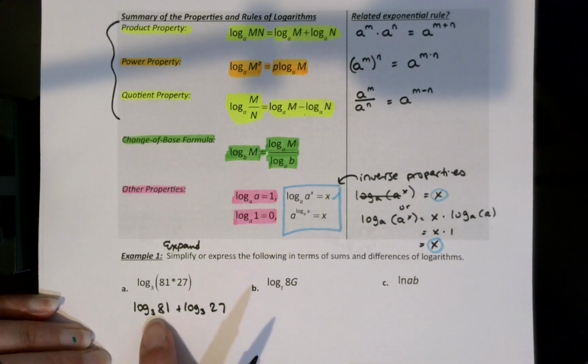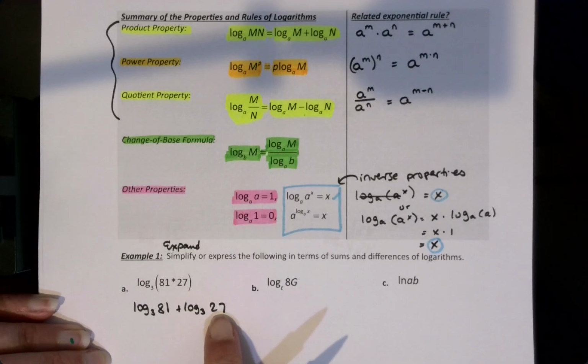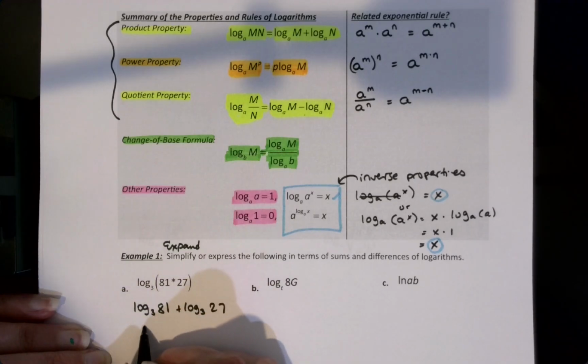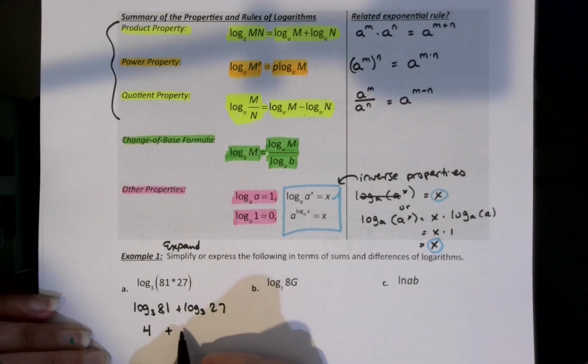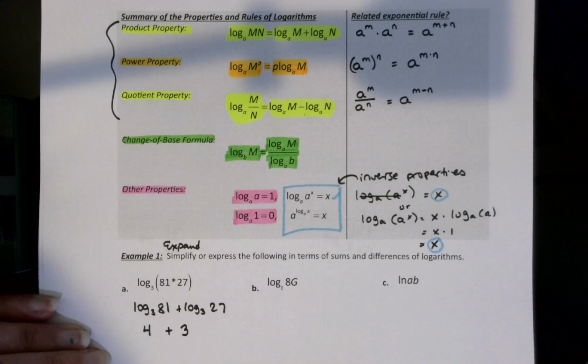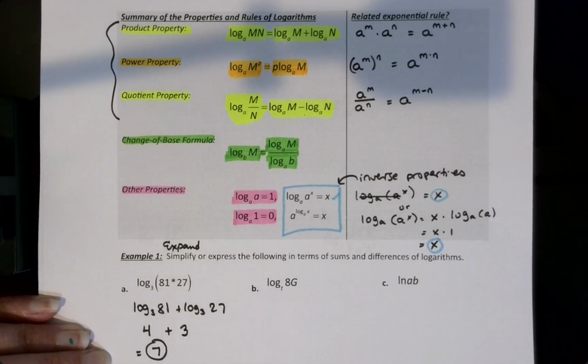In this case, both 81 and 27 are powers of 3, so we can evaluate each of these. We can evaluate log base 3 of 81. We'll get 4, since 3 to the 4th power is 81, plus log base 3 of 27. 27 is 3 to the 3rd power, and so we're going to end up with 4 plus 3, which is 7. It helps to do this one using the sum and difference of logarithms because I recognize both 81 and 27 as powers of 3, whereas if I had multiplied those together first and gotten a larger number, I might not recognize the number that is 3 to the 7th power.